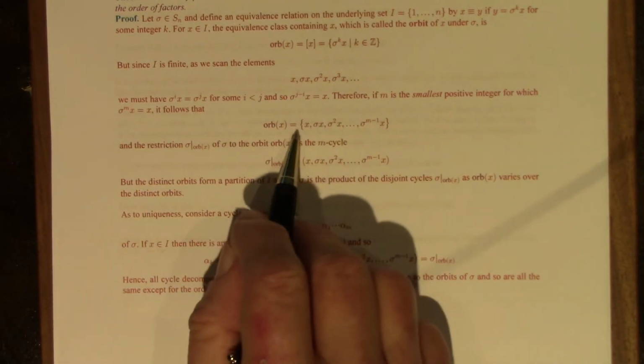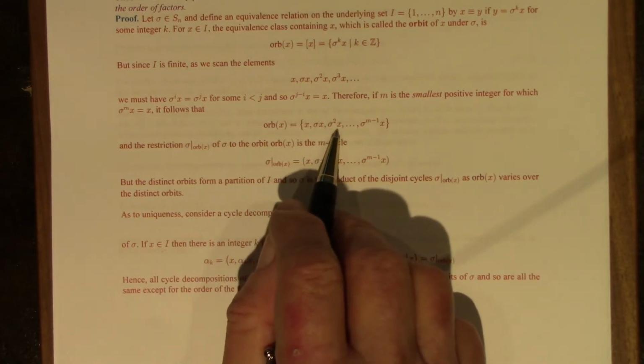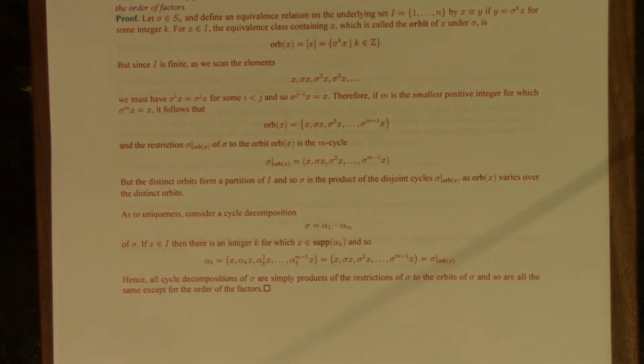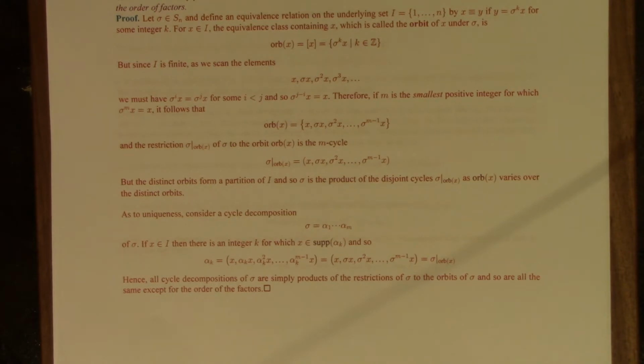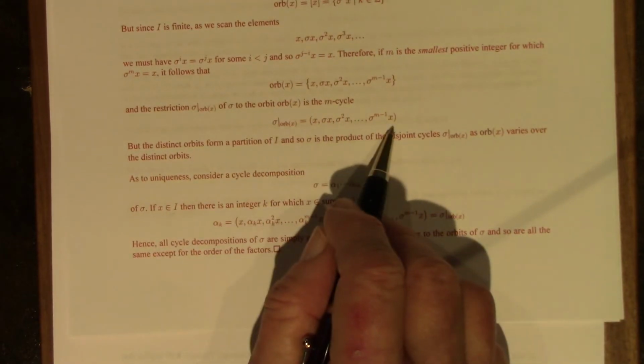And it's not terribly difficult then to show that the orbit of x is this set, x, sigma x, sigma squared x, up to sigma to the m minus 1 of x. Sigma to the m of x is equal to x. So we get nothing more if we continue to apply positive powers of sigma. And I'll leave it to you to verify that negative powers of sigma applied to x also do not yield anything other than this set. The restriction of sigma to the orbit of x is then this m cycle.